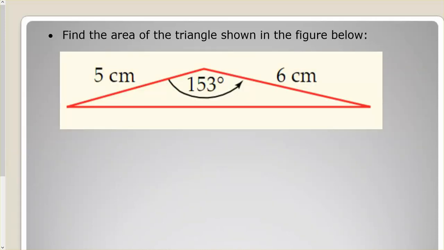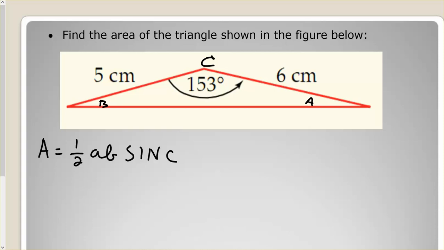All right? So find the area of a triangle shown in the figure below. Do we have side, angle, side? Yeah, we have the side 5 centimeters, we have the angle 153, and we have the other side 6 centimeters. So according to this, my area is equal to 1/2 A times B times the sine of C. And you know what that is because obviously this is angle A, this is angle B, and traditionally angle C is always the largest angle in your triangle.